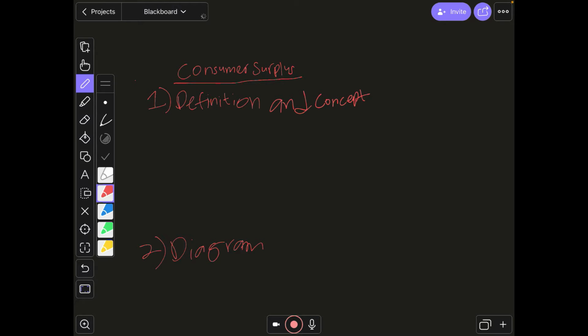Consumer surplus by definition is the difference between what consumers are willing to pay and what they actually have to pay.